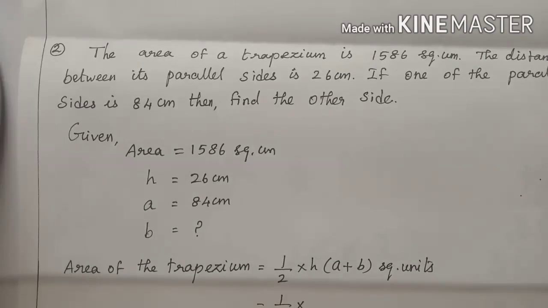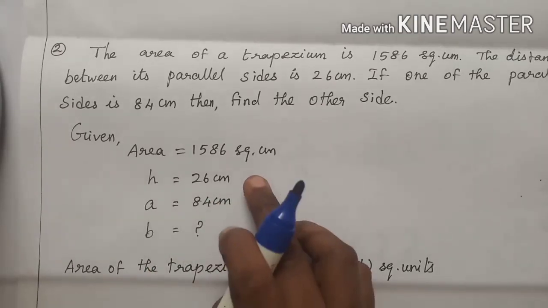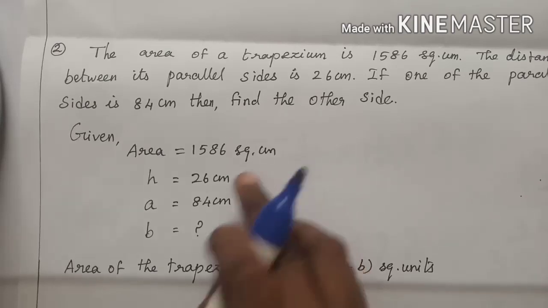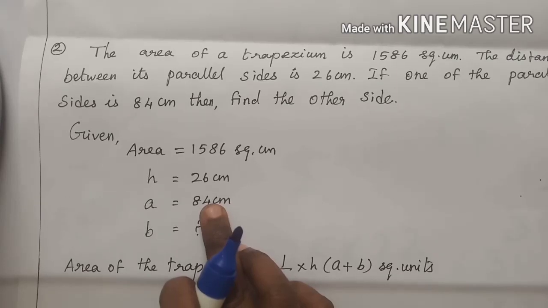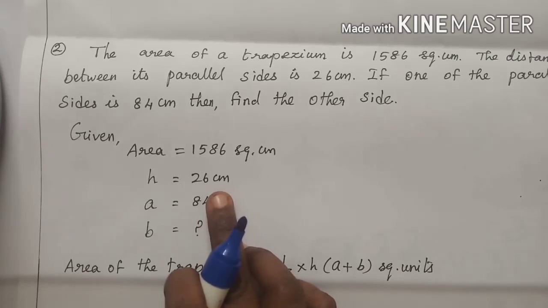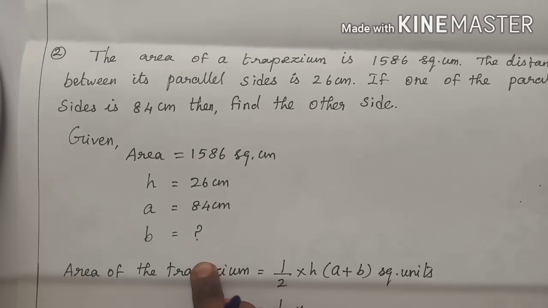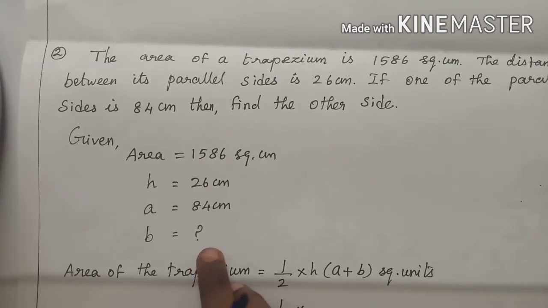Right? Before we start the sum, we have to write what is given in the question. First, area is given. Area is equal to 1586 square centimeter. Height is 26. Distance between two parallel lines, that is height. Height is equal to 26 centimeter. One of the parallel sides is given, that is A equals 84 centimeter. We have to find the other side. B is equal to what? That we have to find out.